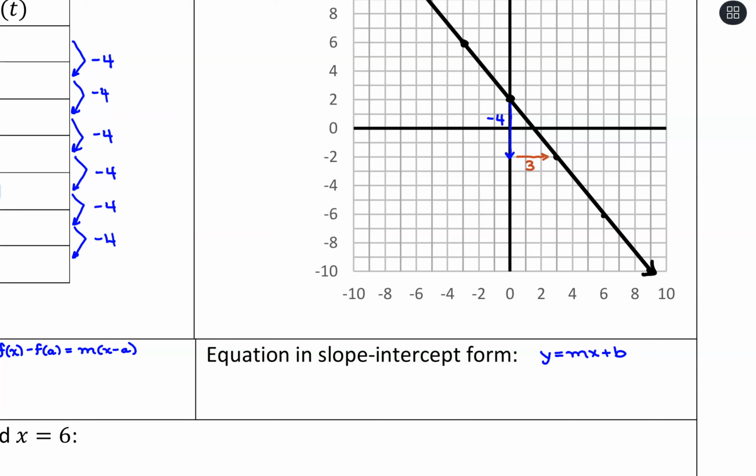Now the slope intercept form, again, we have that slope of -4/3, and then from the graph we could see that we have our y-intercept of +2. So with that, we could go ahead and write this as y equals -4/3, and sorry, not y equals. Let's use our function notation. So f of t equals -4/3 t plus 2. And we can leave it like that.